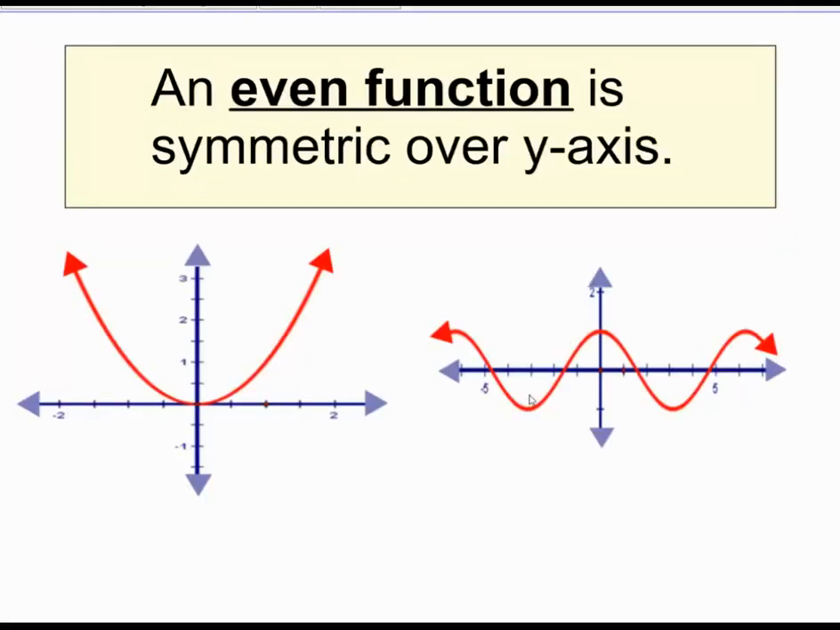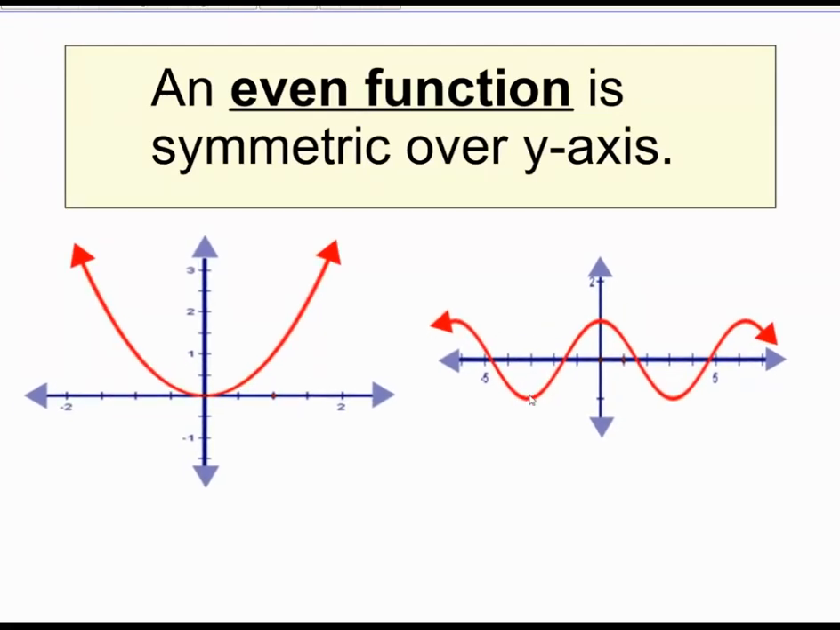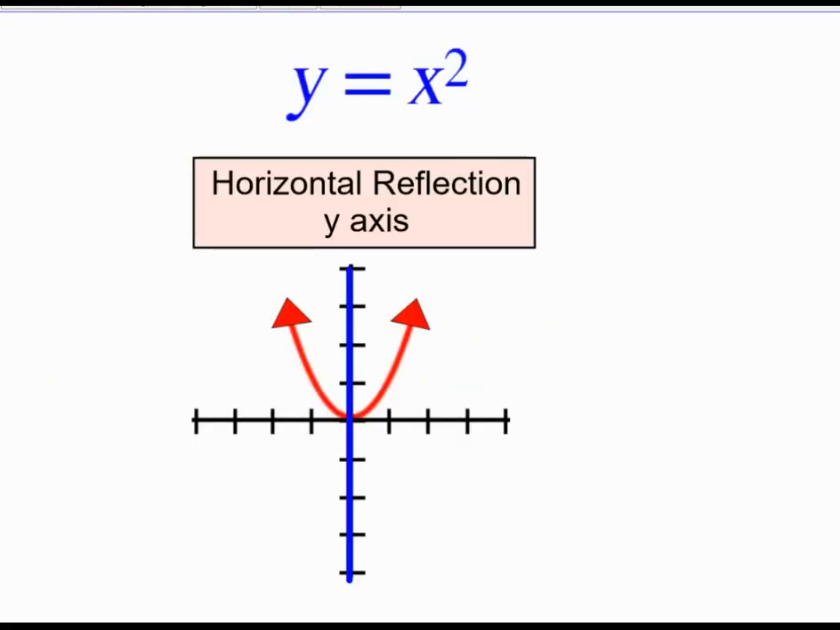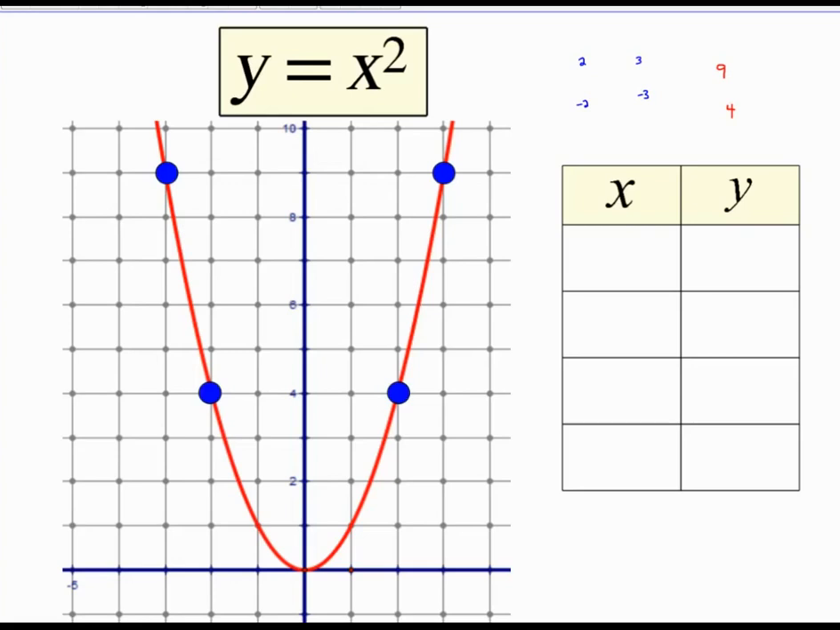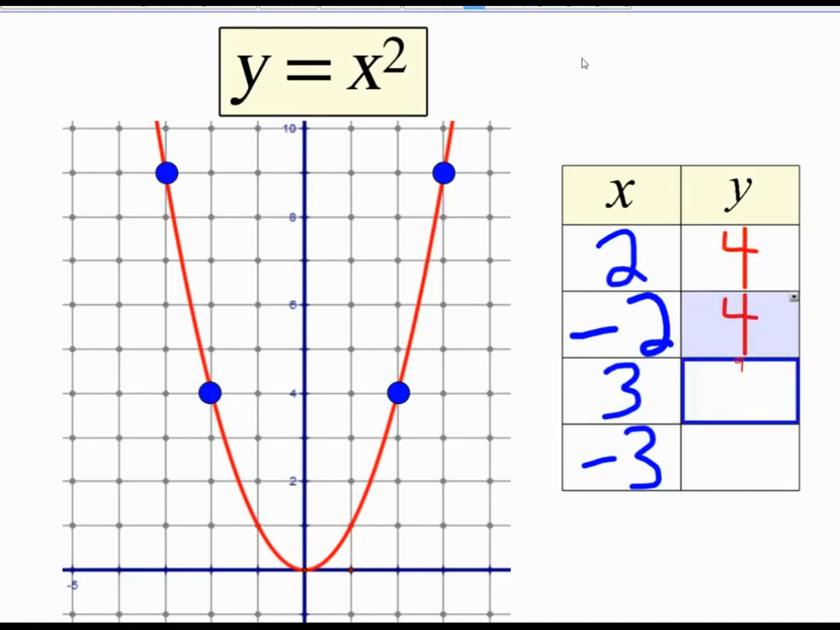All right, an even function is symmetric over the y-axis, and here are two functions that are symmetric over the y-axis. Let's look at that one, our old buddy, y equal x squared. Keep in mind that it reflects over the y-axis, which makes it even. And let's do some input-output with it. I mean, we just love to do that in mathematics. Let's input 2 and -2, 3 and -3. And clearly the outputs are going to be 4 both times and 9 both times with the 3s.